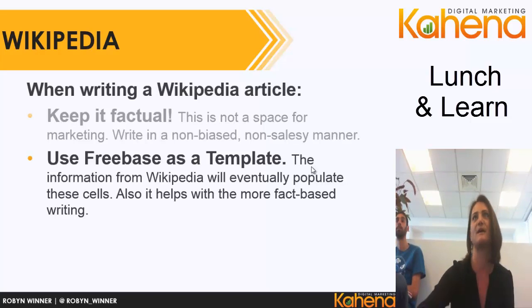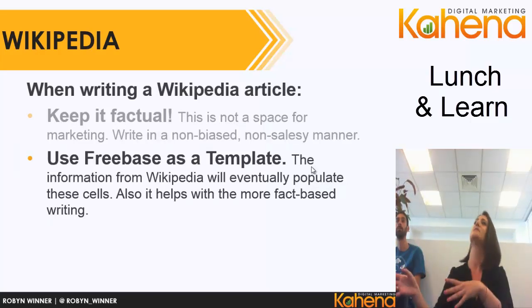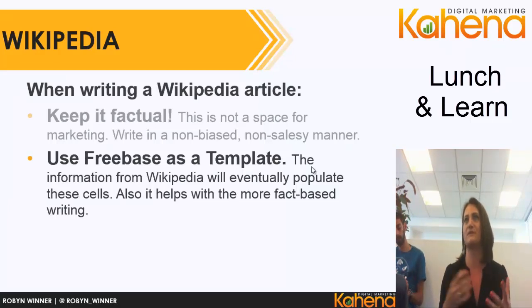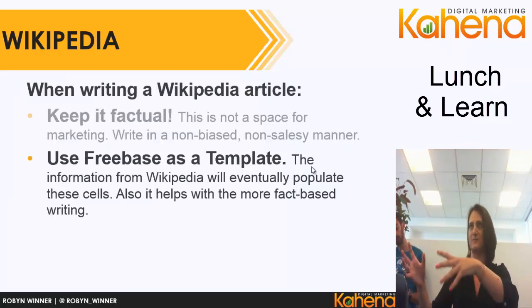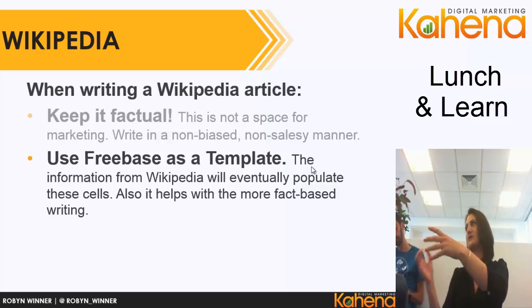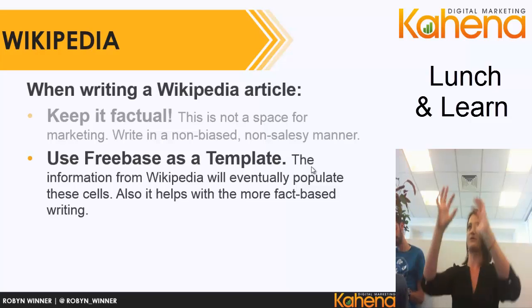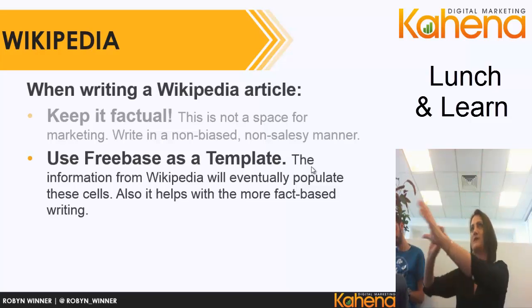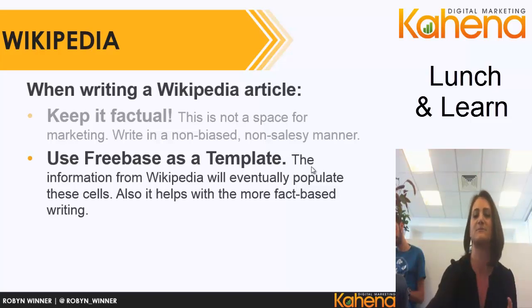Use Freebase as a template. We're going to be talking about Freebase in a bit, and I'll show you how to use it as a template, but everything from Wikipedia actually funnels into Freebase, like I said before, and populates certain areas. So you can look on Freebase and say, hey, I can populate those with information, so I'm going to create my Wikipedia article so that it will naturally flow into those sections. It's kind of cool how that works.